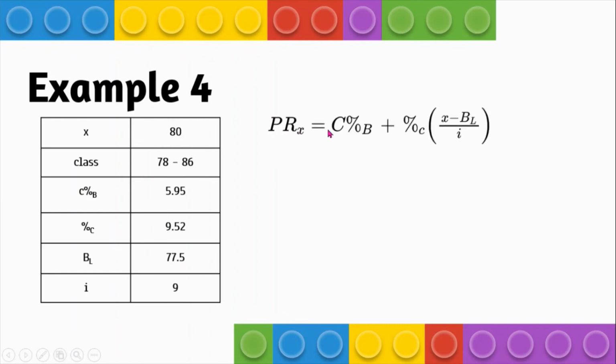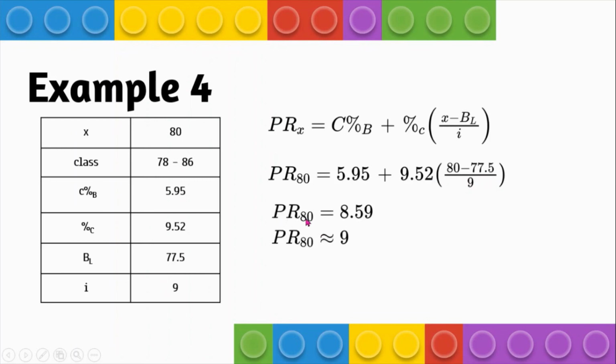PR sub X is equal to C percent sub B plus percent sub C times the quantity of X minus B sub L all over I. By substitution, the percentile rank of 80 is equal to 5.95, or the cumulative percent below the considered class, plus percent sub C, which is 9.52, times the quantity of 80, or the value of X, minus 77.5, the lower class boundary of the class containing X, all over 9, which is the class size. So PR sub 80, or the percentile rank of 80, is equal to 8.59, or approximately 9.